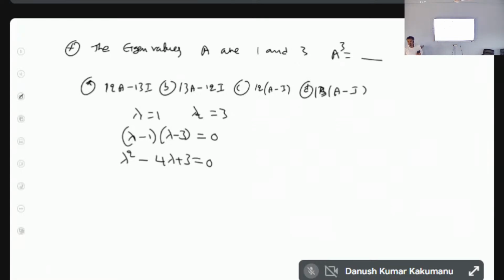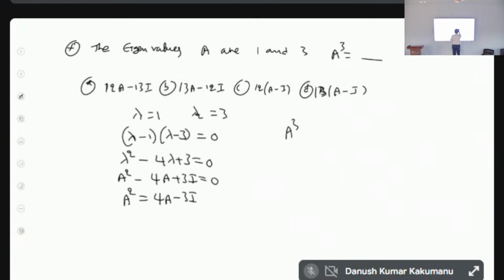Now we got the characteristic equation. Then what can you do after this? After the characteristic equation, replace lambda with A. What is the statement of Cayley-Hamilton theorem? Every square matrix satisfies its own characteristic equation. As per that statement, what is the answer? Tell me, what comes here? A square minus 4A plus 3I. A square is equal to what? 4A minus 3I.